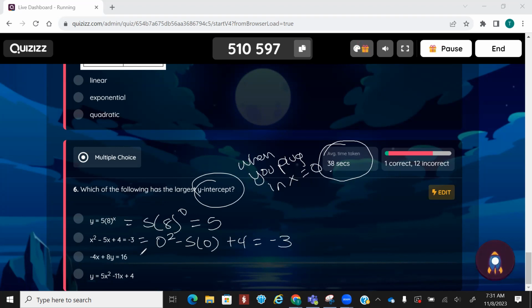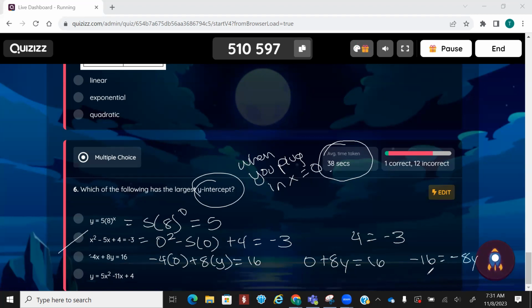This one doesn't have a y value, it doesn't have a y equals. But if we simplify this, it gives me 4 equals -3, which doesn't even make sense. Then we're going to plug in 0 here. We've got -4 times 0 plus 8 times y equals 16. If we simplify, this gives me 0 plus 8y equals 16, so y equals 2. On the next one, we're going to get y equals 4.